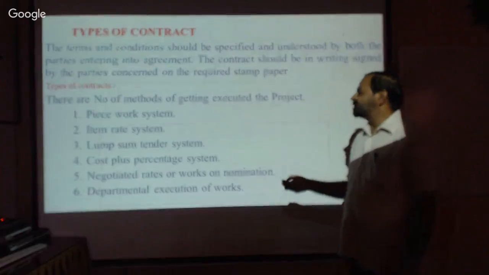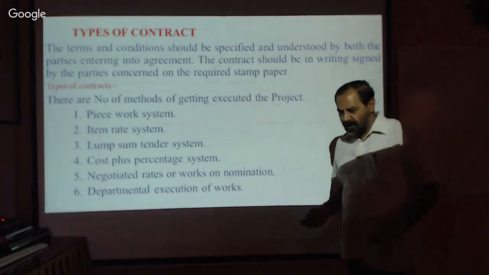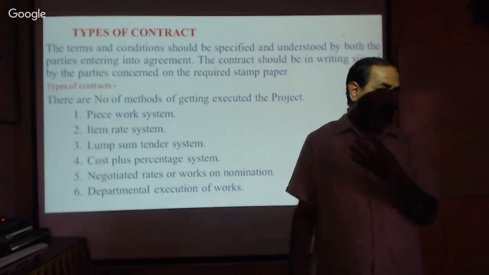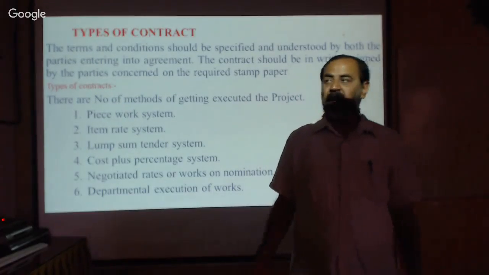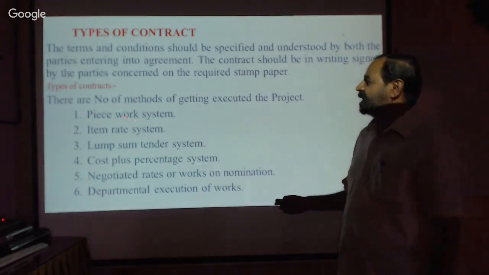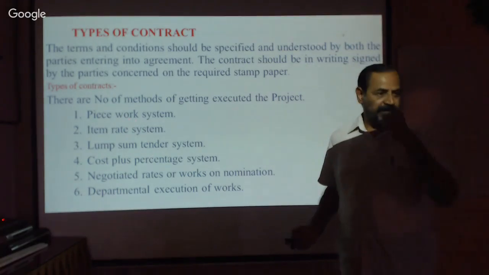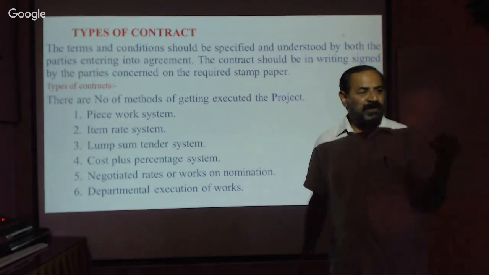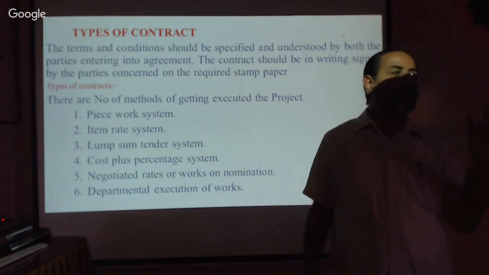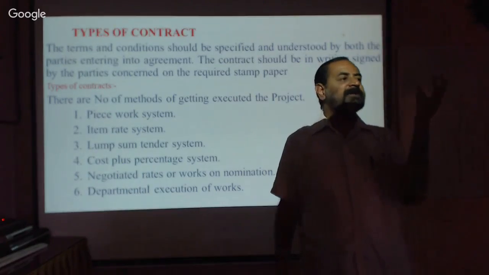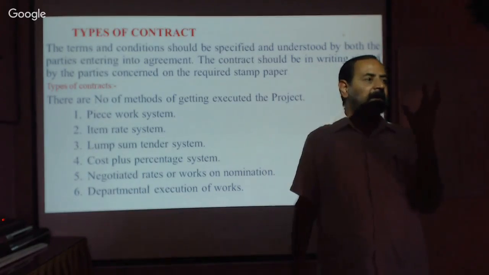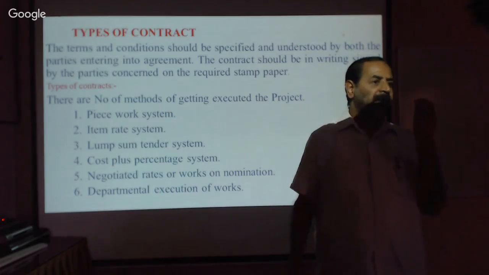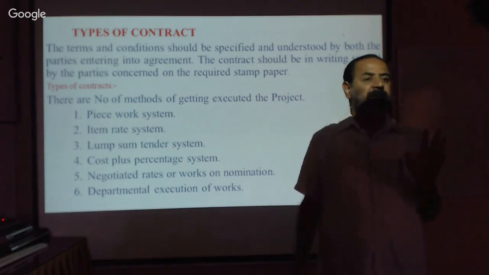Now, from the first part, please remember this. In the last class also I explained a little bit about it. Now I will elaborate a little more. These are the various types of contracts through which we can execute the work. Number one, piece work system. Piece work system means small jobs like repair or maintenance, small jobs that can be executed through this.